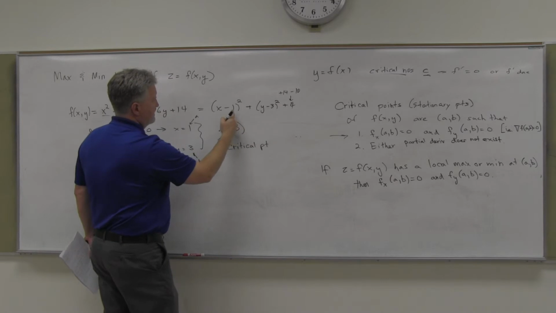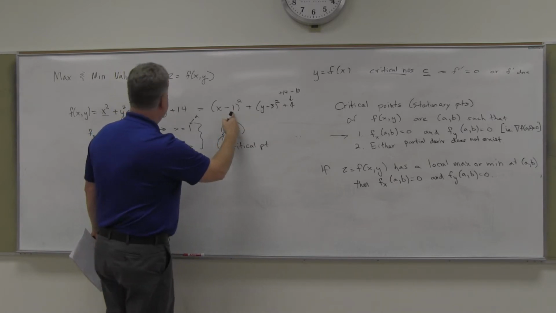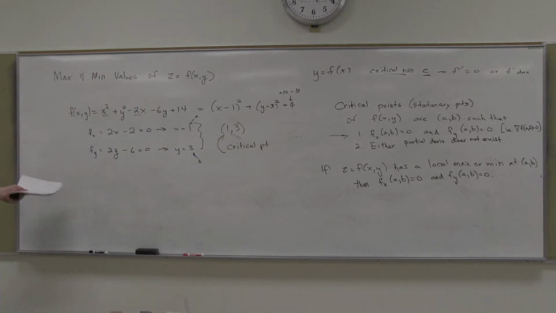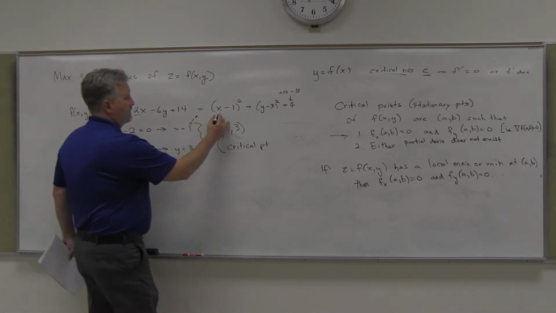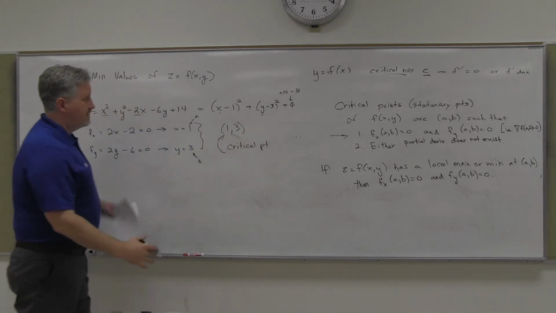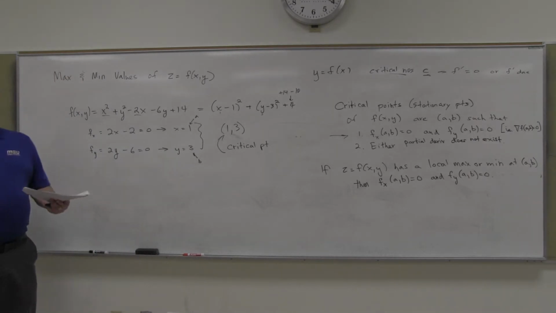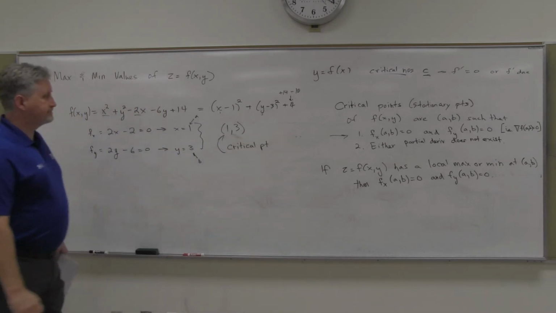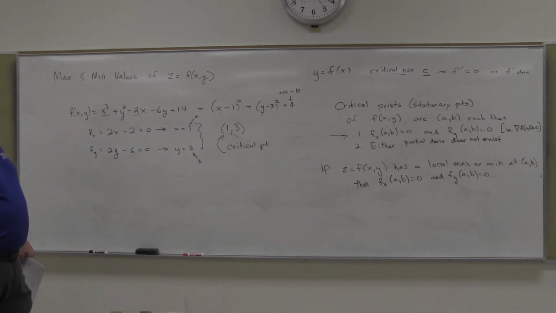Now, to complete this square, I have to add 1. I have to add 9. So anyway, you don't even have to worry about that. That's not how we're going to do this. What that shows me here is, yeah, if I plug in the 1 for x and then the 3 for y, that's going to give me 0 for those particular values, right? And so the value there would be 4, the z value would be 4.